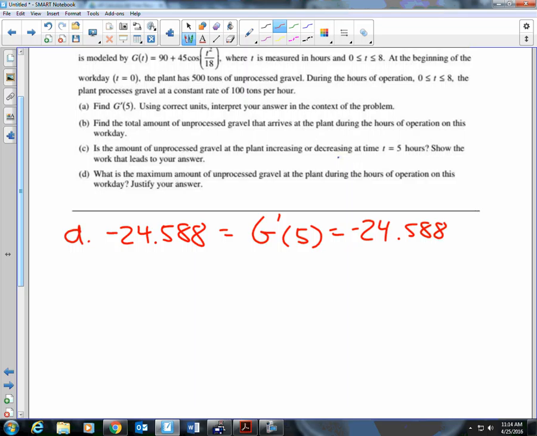Negative 24.588 what? Tons per hour. We took the derivative of tons per hour, so it's tons per hour squared. It's like an acceleration value that we just came up with. Okay, I'll go get some brain food and come on back.